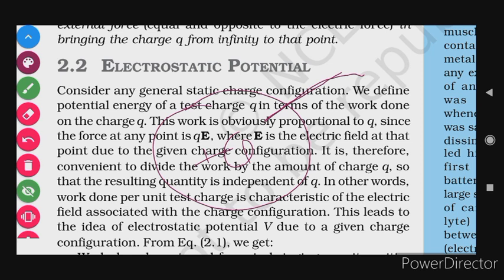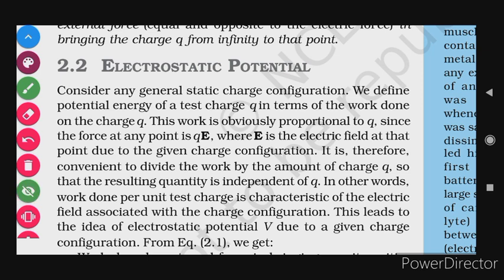There was a certain point that we saw in the previous paragraph: the test charge should be of small magnitude, because it should not disturb the source charge or exert force on it. We should apply a force equal to the electrostatic force, so that there is no net acceleration. That was the point we discussed. So now we'll talk about electrostatic potential. I'll read NCERT line by line and explain it to you.